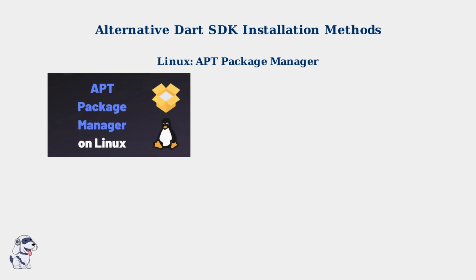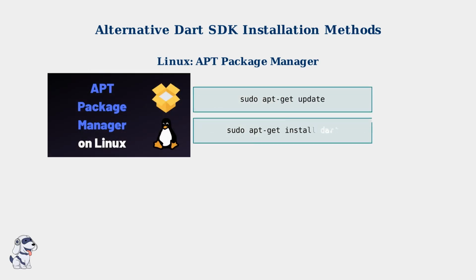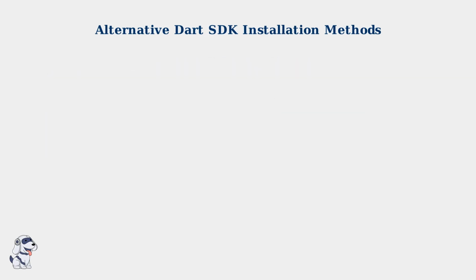On Linux systems, the apt package manager provides a straightforward installation method. Start by updating your package lists with sudo apt-get update, then install the Dart SDK with sudo apt-get install Dart. This ensures you get the latest available version.